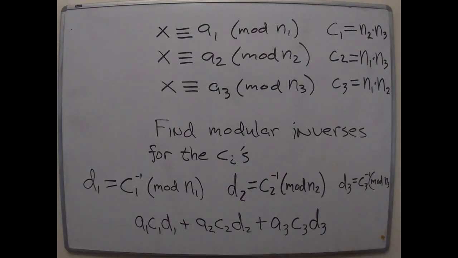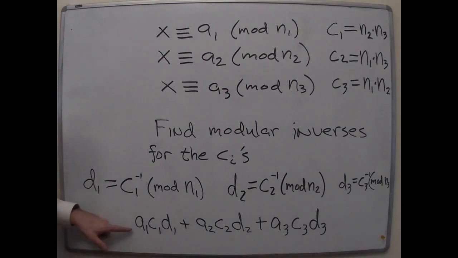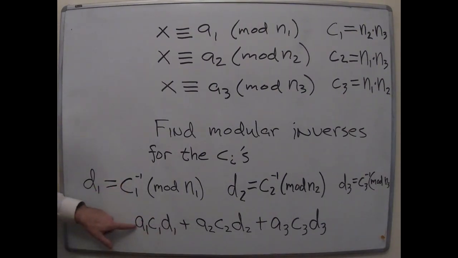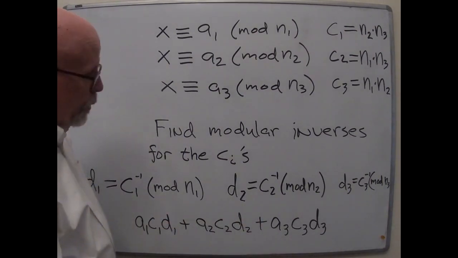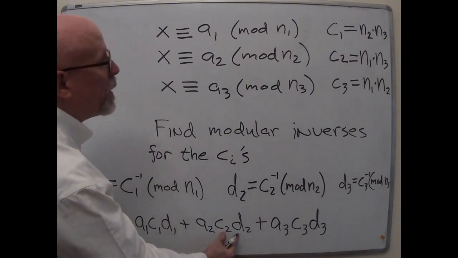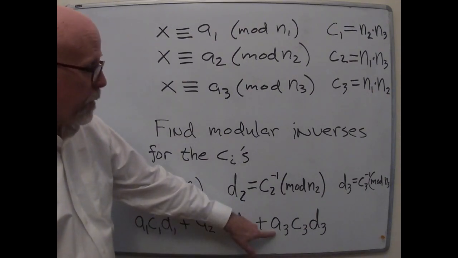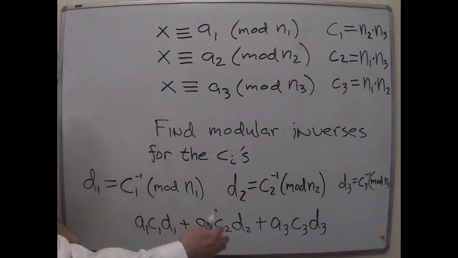Why do we want that particular thing? Well, let's look at it mod N1. C1 and D1 are inverses mod N1, so that's a 1 in the modular arithmetic. And so the value of this thing is A1 modulo N1. Similarly, this guy is A2 modulo N2 because those guys multiply to 1 in the N2 arithmetic, and that one's A3 mod N3. So these terms have the right values mod N1, N2, and N3 respectively.